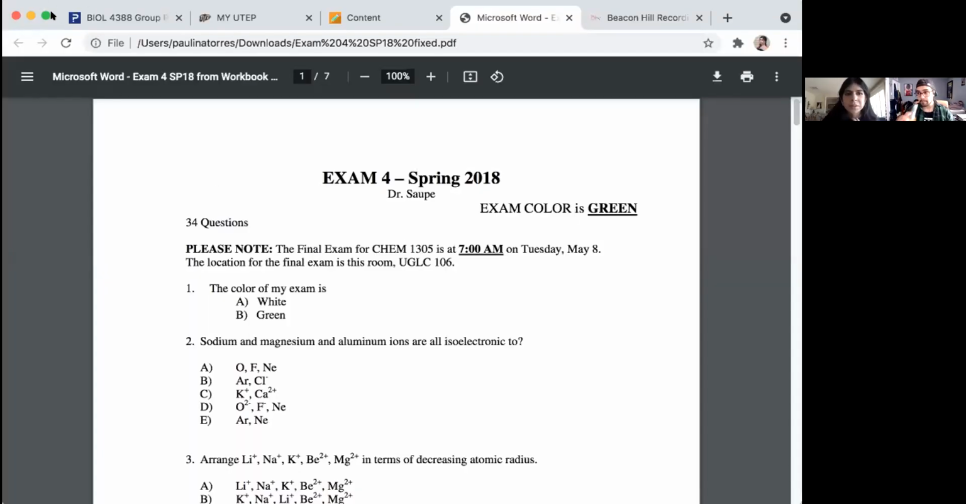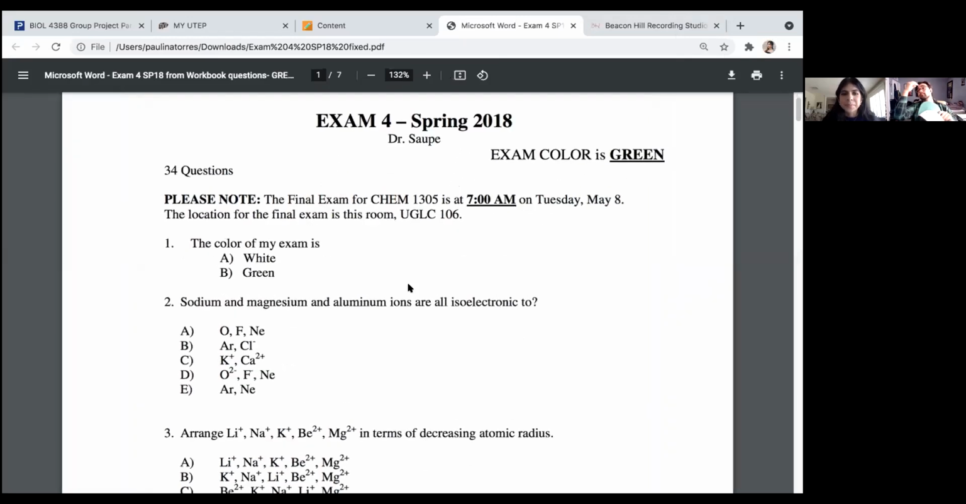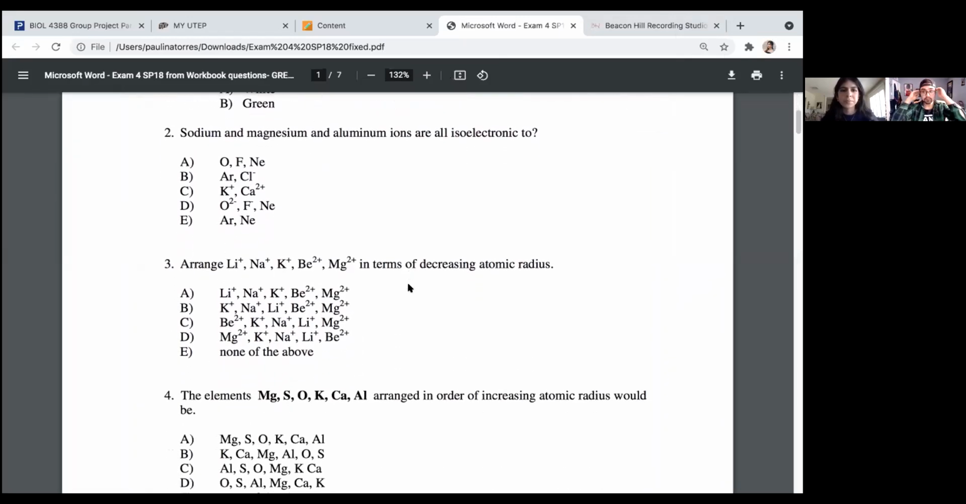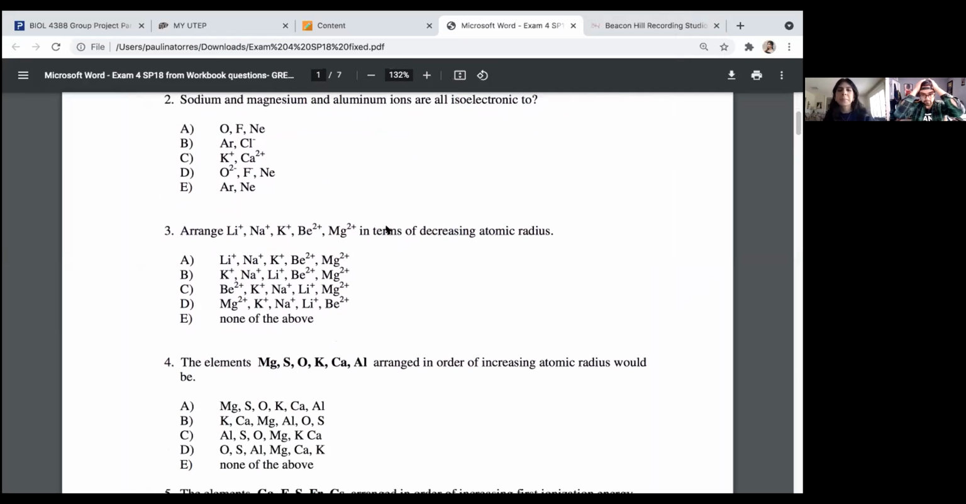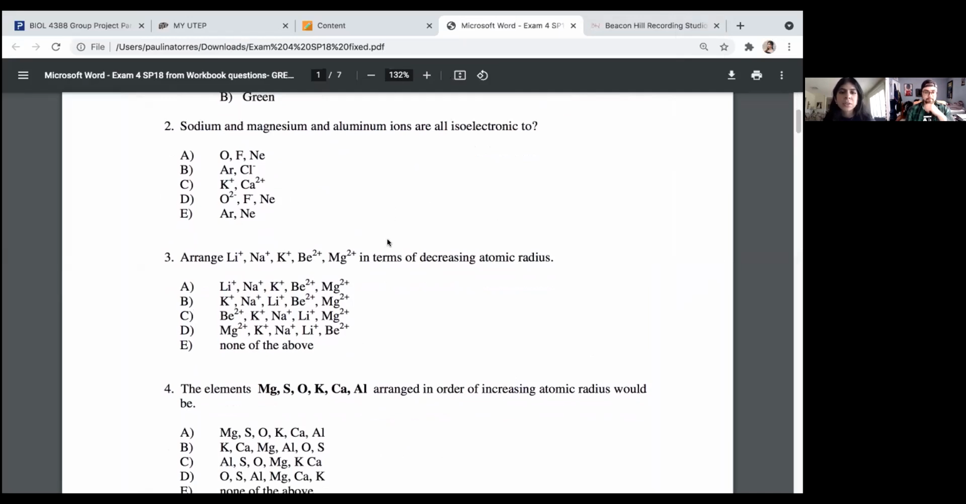Is everyone able to see it? If not, just raise your hand. Okay. So exam 4, we're almost there, guys. Okay, so the first question is asking: sodium and magnesium and aluminum ions are all isoelectronic to... Okay, so can anyone tell me what isoelectronic means?